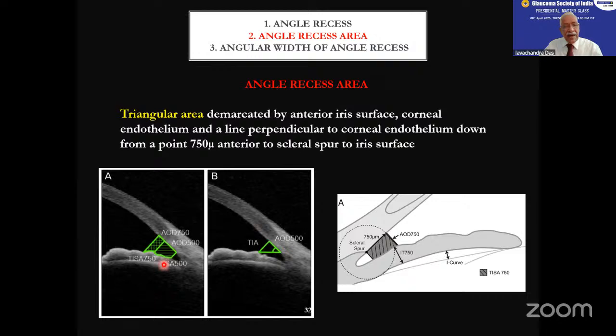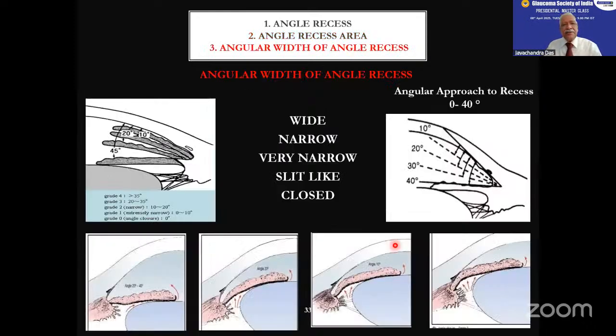The angle is here, the recess is here, but the recess area is 750 microns away or even 500 microns away. And this is a pictorial presentation showing the angular recess area. This is where the confusion is. Is this wide, narrow, slit-like or closed? This is not the angle we are talking about. This is the angular approach to the recess, the angular approach to the recess. That means this angle is not here; this angle should be somewhere here in the recess area.